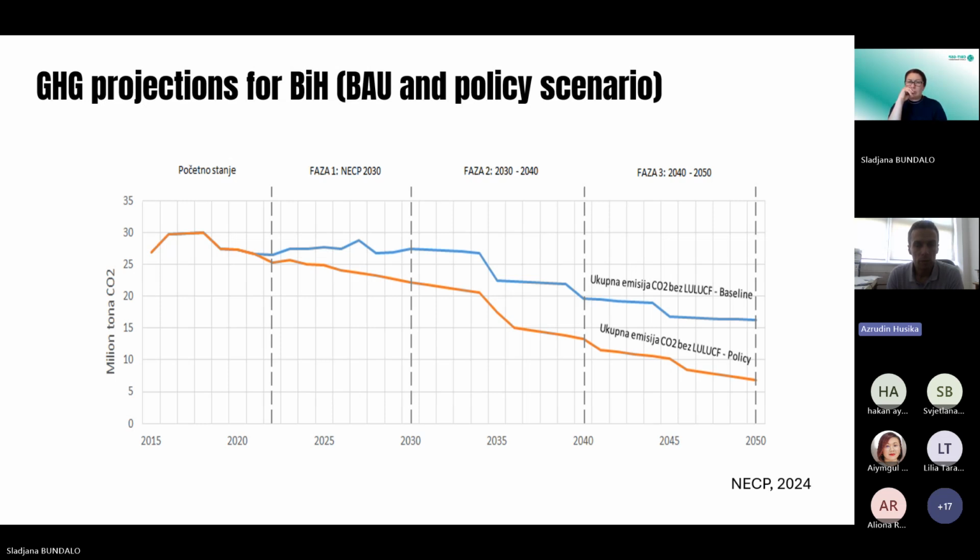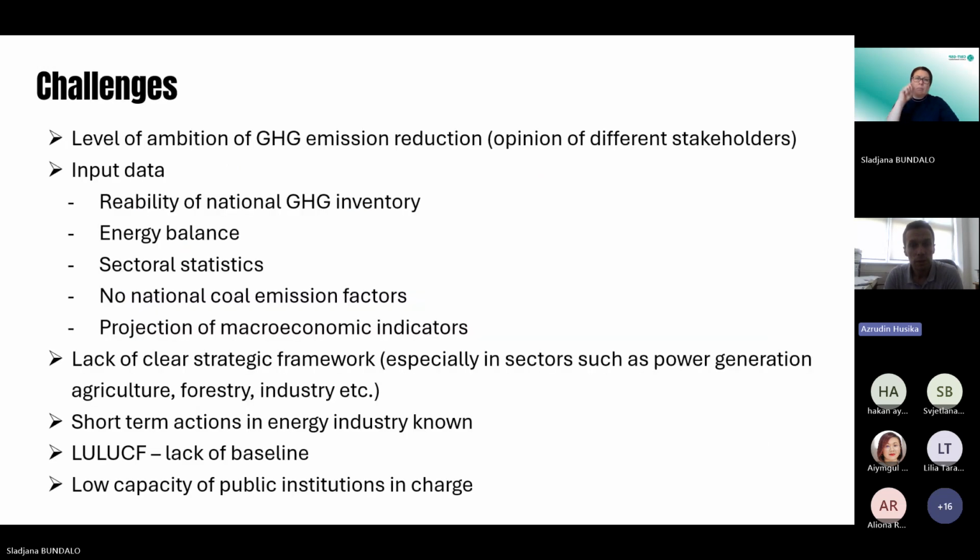Here you can see the projections we made, including all GHG emissions until 2050. As I highlighted earlier, one of the scenarios, we call it the policy scenario, is a climate neutral scenario, since LULUCF is about 6 million tons of CO2 per year. So according to this scenario, we will reach climate neutrality in the period until 2050. And on the next slide, we will see the challenges we face in the process of GHG projections.